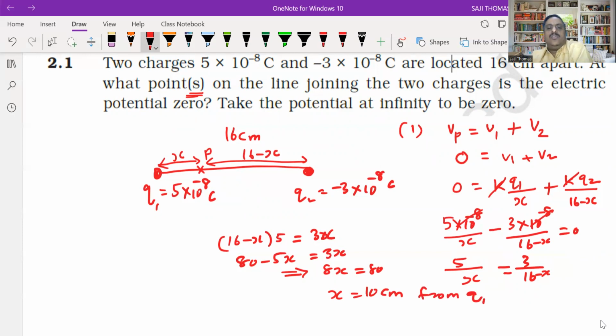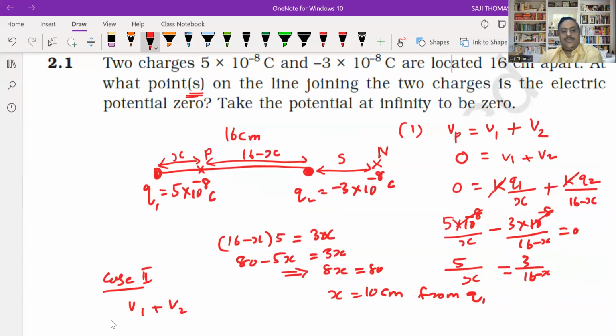Okay. Now there is one more point. Let the second point be here, at this point, say at the point N. In this case, what is the distance from Q1 to N? Say, distance from Q2 to the point N you remember as S. Here also potential due to two charges will come. So we have to equate to 0. Case 2.